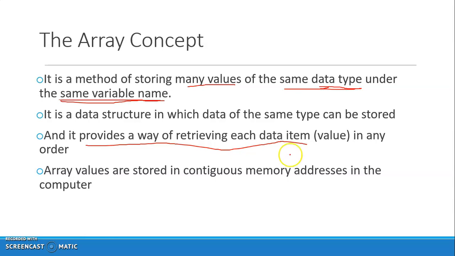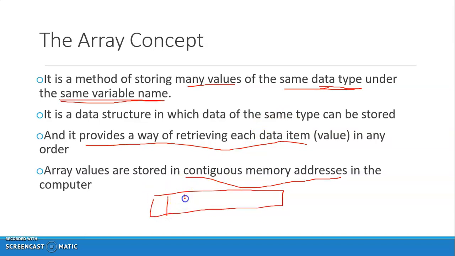Array values are stored in what we call contiguous memory addresses in the computer. So when you have declared a variable, from what we've done so far, if you declare two variables and you have maybe this as your memory, and this memory has got different addresses, or what we can call small compartments that are used to store data.